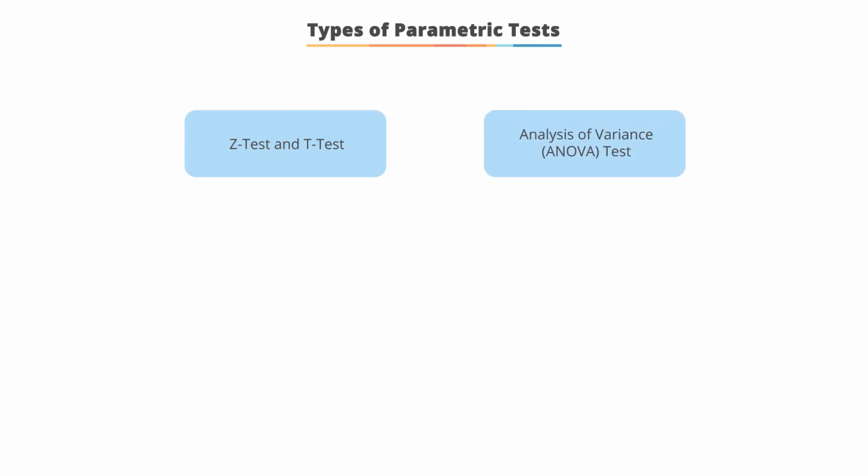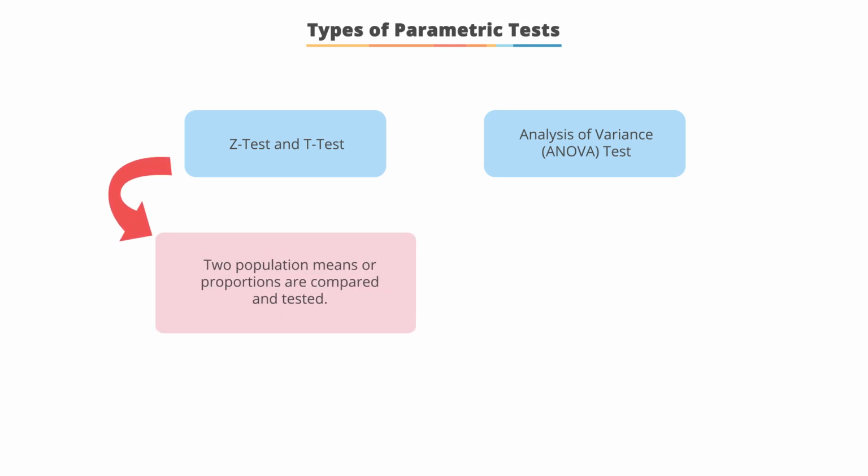And what are the types of parametric tests? Well, there are three primary types. There's z-test and t-test, and then there's ANOVAs, which stands for analysis of variance. Now we use z-test and t-test to look at true population means and proportions, compare those against one another and test those. ANOVAs look at multiple population means at the same time and test if there's significant differences amongst those groups.